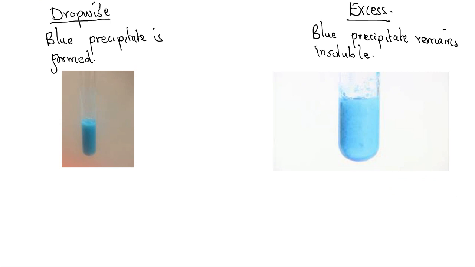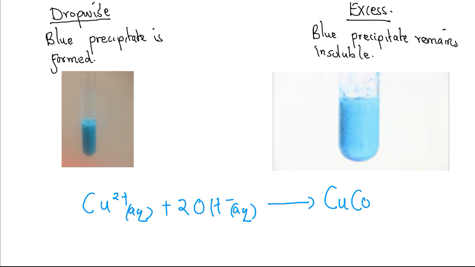The equation for this reaction is as follows. We have copper 2 ion reacting with the hydroxyl ion from the sodium hydroxide to form copper 2 hydroxide, which is in solid state.